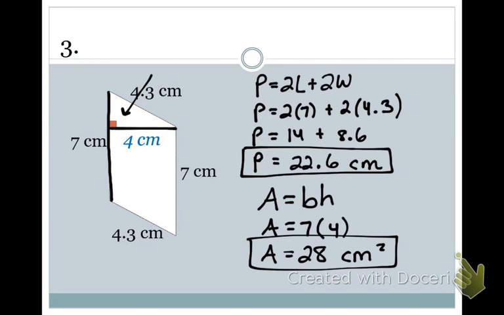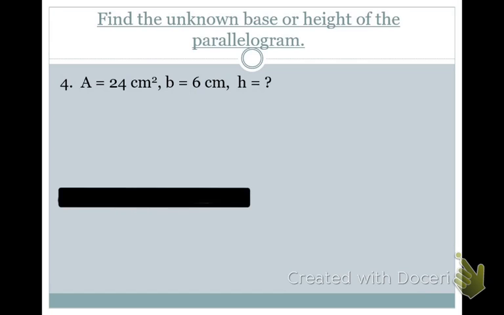For problem number 4, it's asking us to find the unknown base or height of the parallelogram. Once again, if you know how to plug something into a formula, this will be very simple. But when I looked at the tests you just took on Wednesday, there are a lot of people still struggling with plugging things into a formula. So let's start off. As you can see right here, we've got area, base, and height. Do you think I'm finding area or do you think I'm finding perimeter?